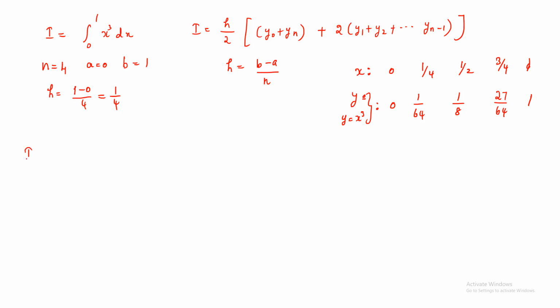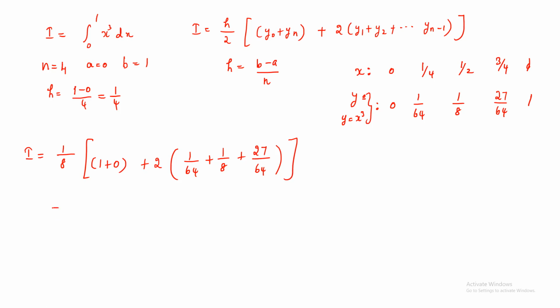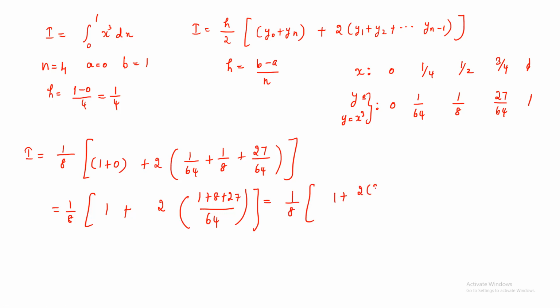Let's go and substitute everything in the formula. Then we will get h is 1 by 4, and h by 2 will give us 1 by 8, times 1 plus 0, plus 2 into (1 by 64 plus 1 by 8 plus 27 by 64). So this will give us 1 by 8, 1 plus 2 into (1 plus 8 plus 27) by 64, which is 1 by 8, 1 plus 2 into 36 by 64.